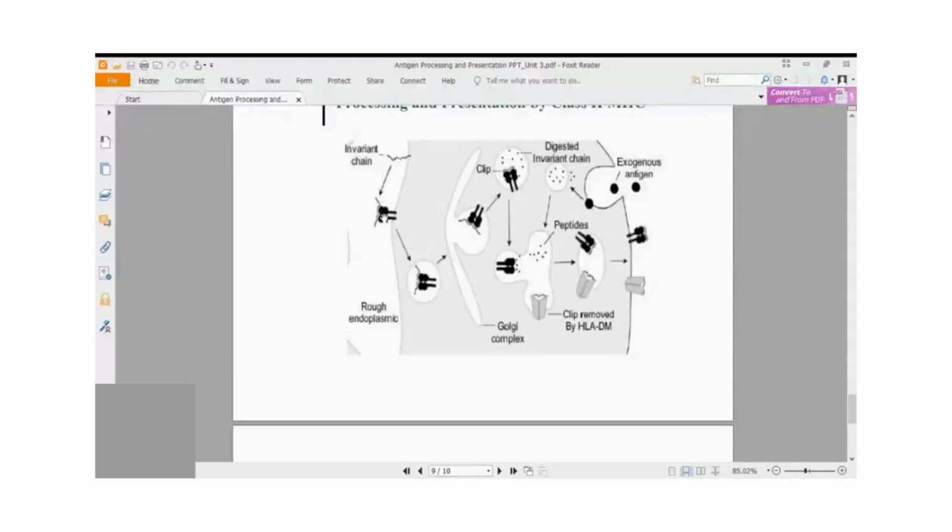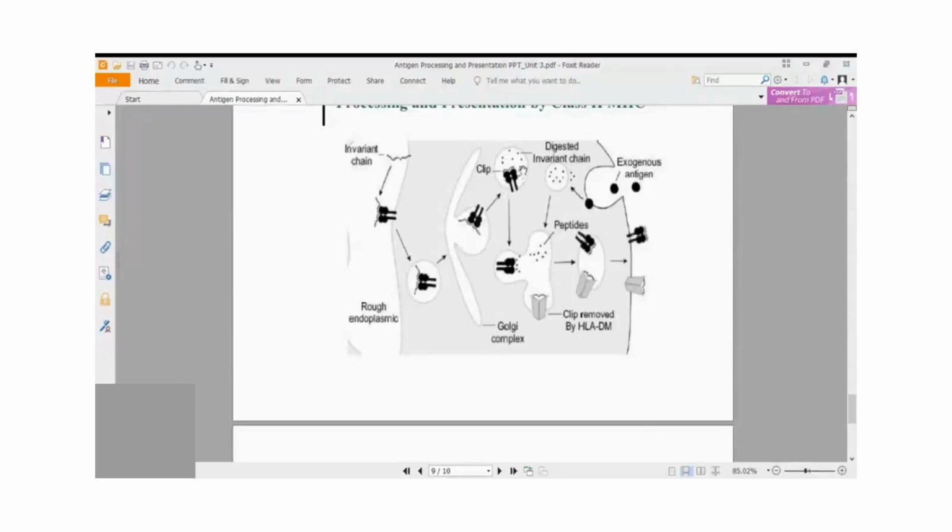The completely formed class 2 MHC bound with invariant chain now emerges as a vesicle. That vesicle goes and fuses with the Golgi complex. Same pattern: once it fuses with the Golgi complex, it forms another vesicle and emerges out. And that vesicle which emerges from the Golgi complex by chance can now fuse with a lysosome.